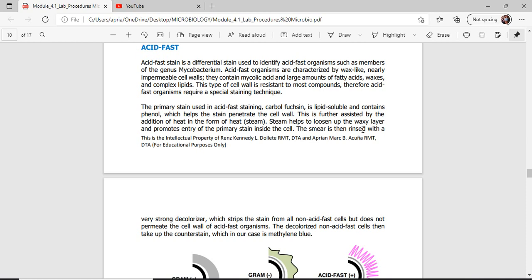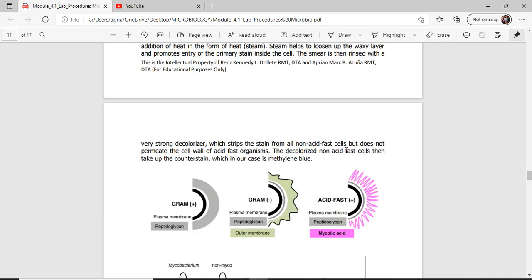Those are the bubbles. It is considered as steam, or vapor. Steam helps to loosen up the waxy layer and promotes the entry of your primary stain inside the cell wall. Then the smear is rinsed with a very strong decolorizer, which strips the stain from all the non-acid-fast cells but does not permeate the cell wall of your acid-fast organism.